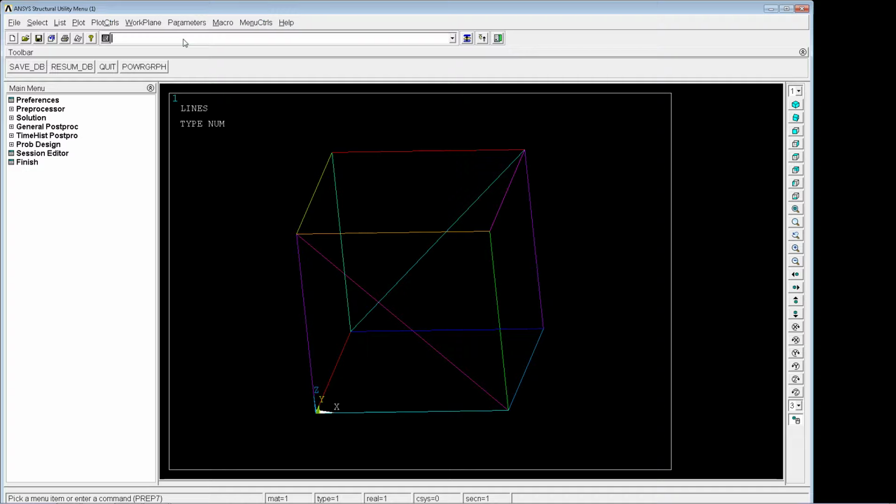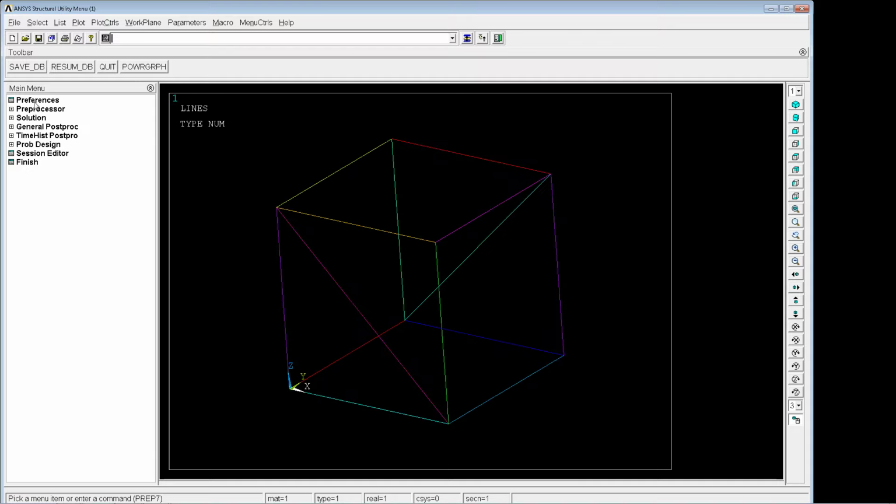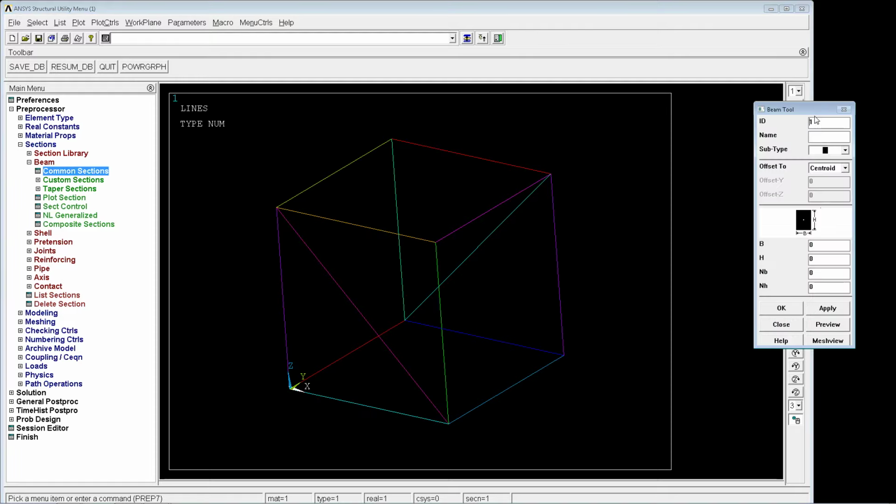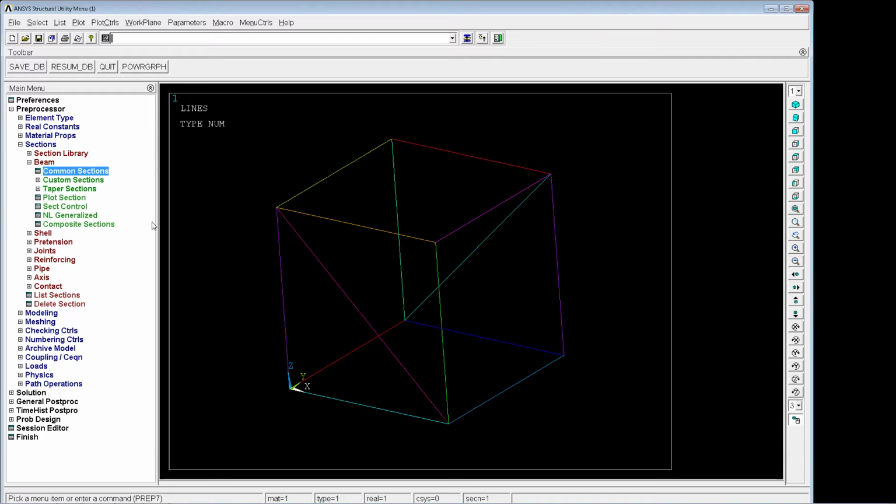Now we're going to define a section for these beams. We're going to go on sections, beam, common section. Section 1 is going to be phi 100, so it's going to be a round section of 100 millimeters in diameter, so 100 divided by 2000. Then we're going to just do an LMESH. We don't necessarily care about the elements per unit here, so LMESH, all. We have the material, we have the properties. We're going to do ESHAPE.